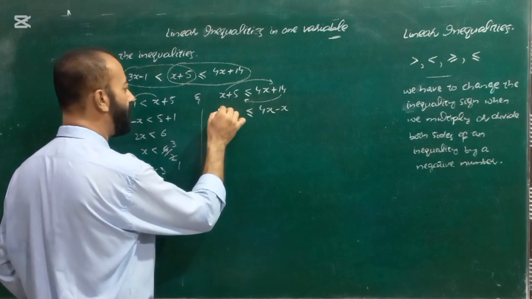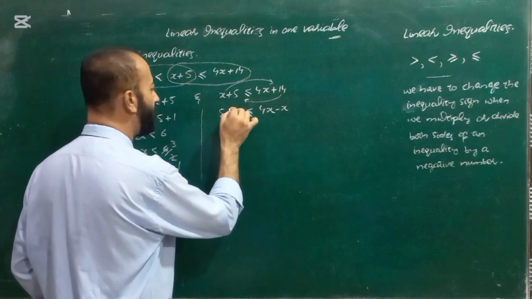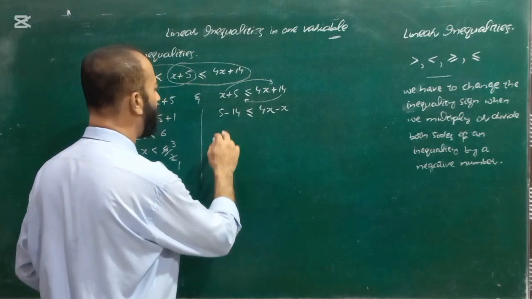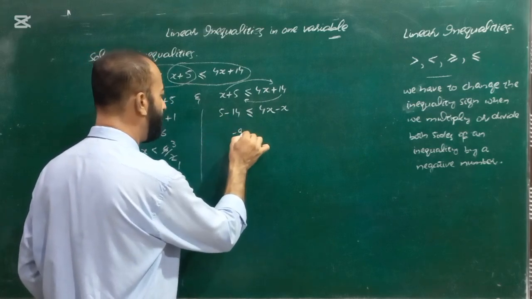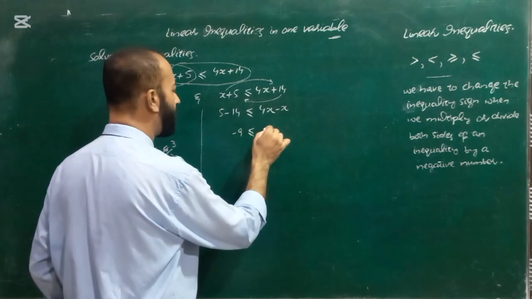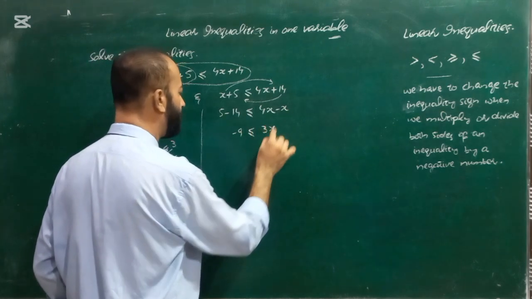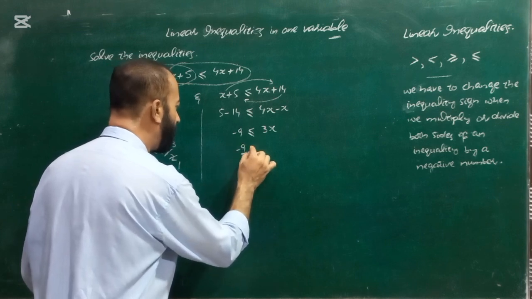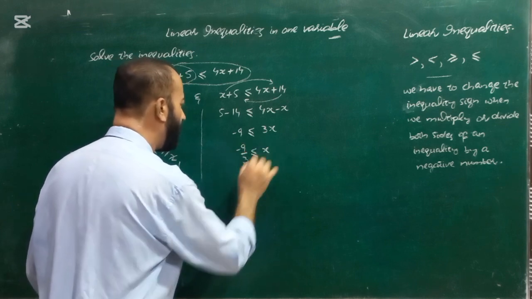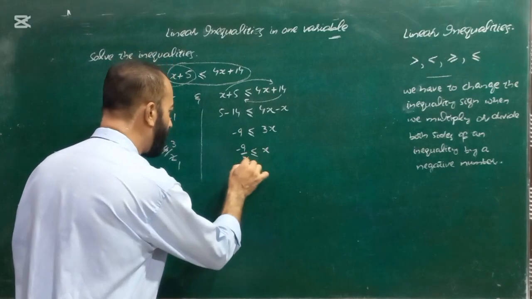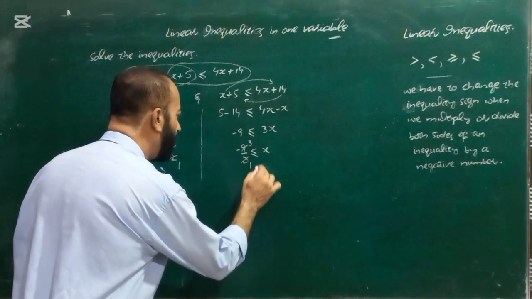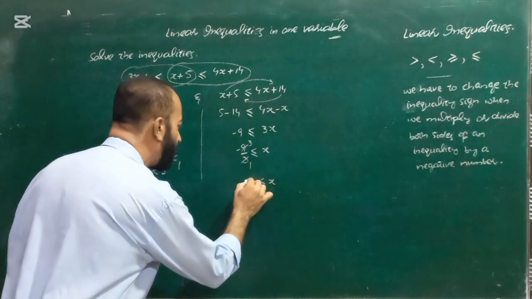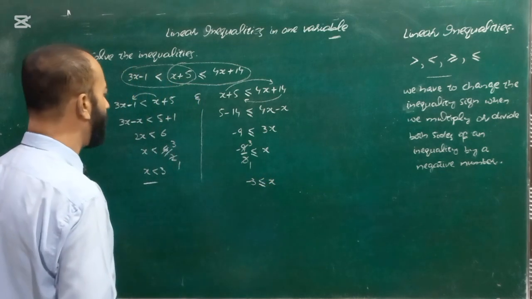So already 5 is there, and this 14 will be subtracted from 5. At this step you can see the answer will be -9. This sign is still there, and 4x minus x will be 3x. And now this 3 will come to the denominator of the left hand side. So x will be left on the right hand side. So 3 ones are 3 and 3 threes are 9. So x is greater than or equal to -3.